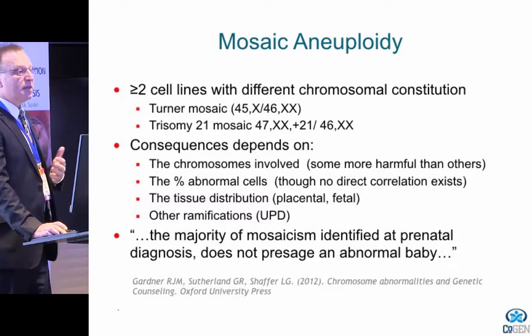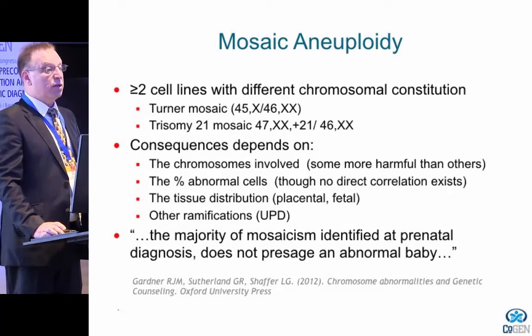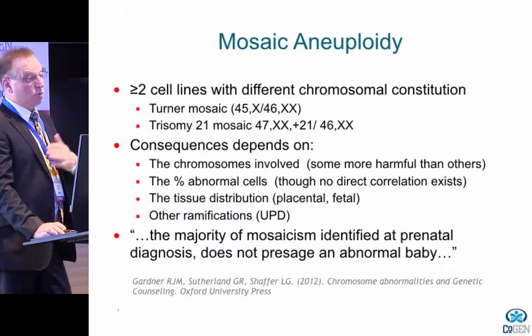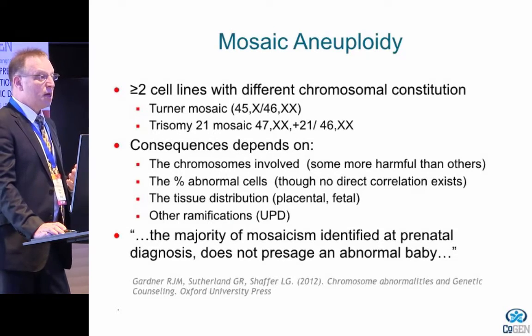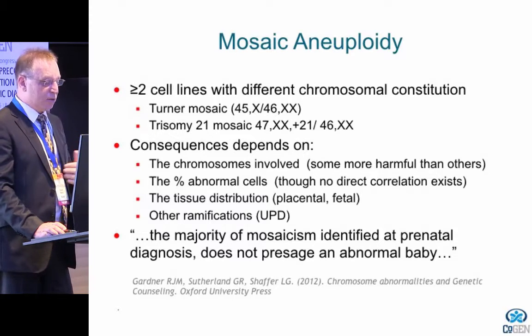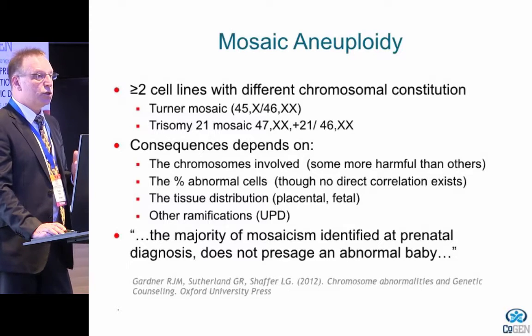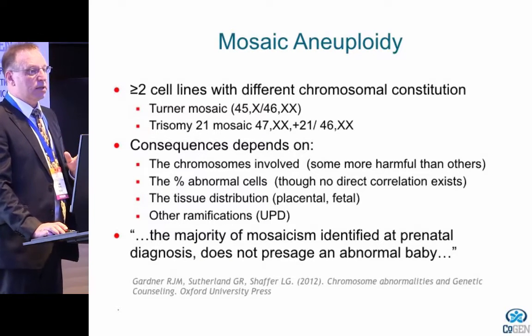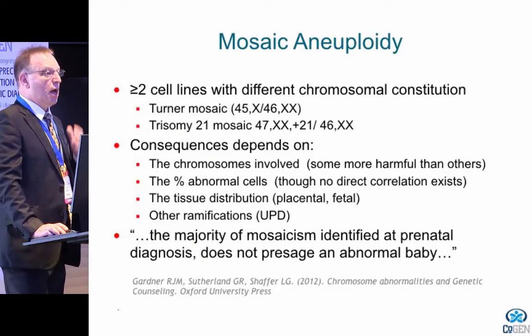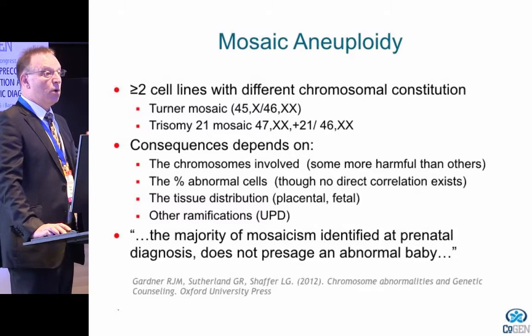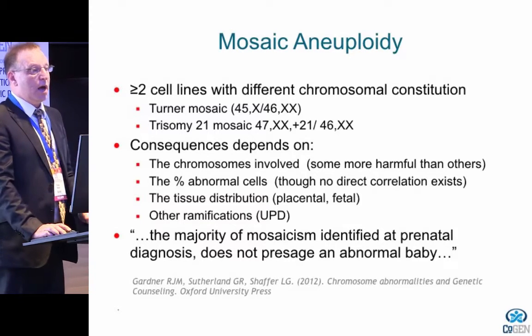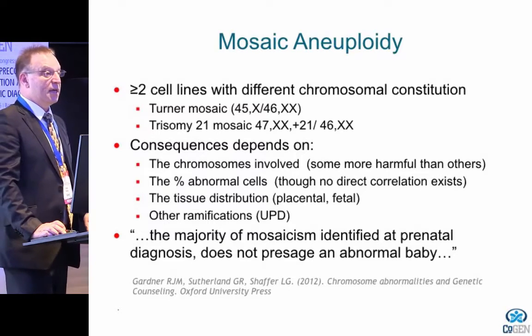The consequence of such mosaics depends on what chromosome is involved. Some chromosomes are more harmful than others. It also depends on the percentage of abnormal cells, their distribution through the different tissues, and other ramifications. We'll hear more about mosaicism in Josh Blazek's talk having to do with PGS, and then tomorrow in Francesca Sgrati's talk, seeing the implication of mosaicism in prenatal diagnosis.